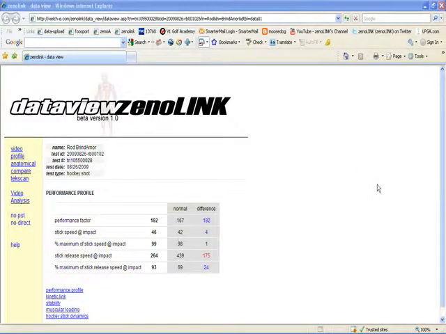This is a Zenolink data view analysis for Rod Brind'amour. This is for a hockey slap shot. Data was collected on August 26, 2009. We'll begin in the performance profile.